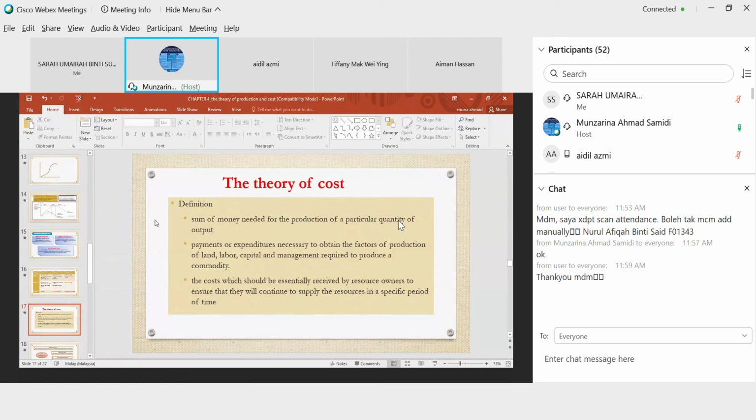Okay. Cost of production is the sum of money needed for the production of a particular quantity of output. Payment or expenditure necessary to obtain the effective production of land, labor, capital, and management required to produce a commodity. The cost which should be essentially received by resource owners to ensure that they will continue to supply the resource in a specific period of time. So, cost of production is any payment to the factors of production.